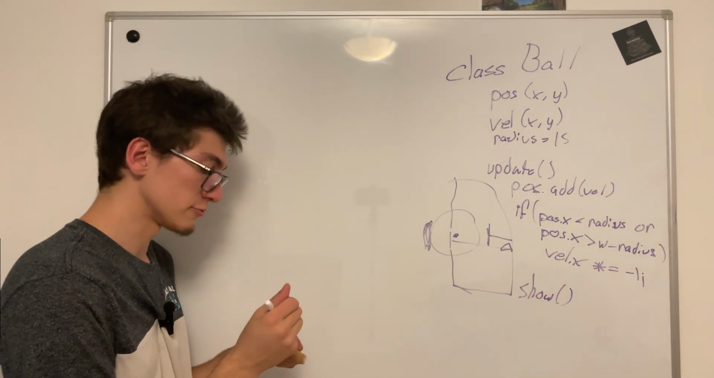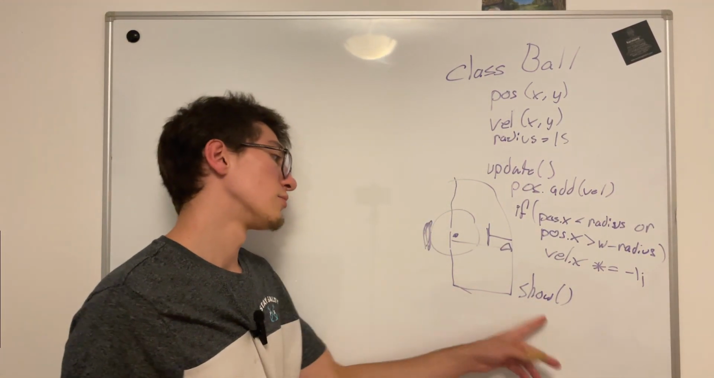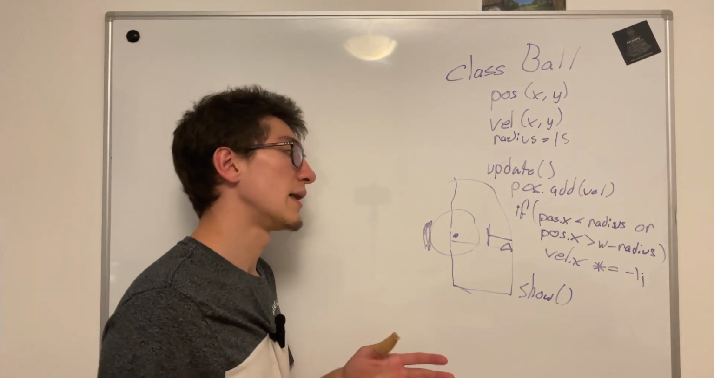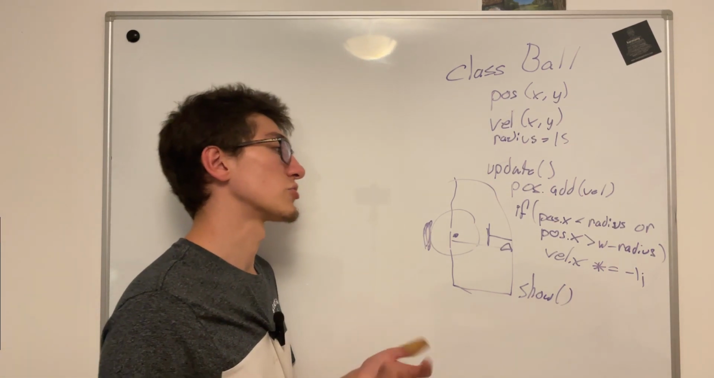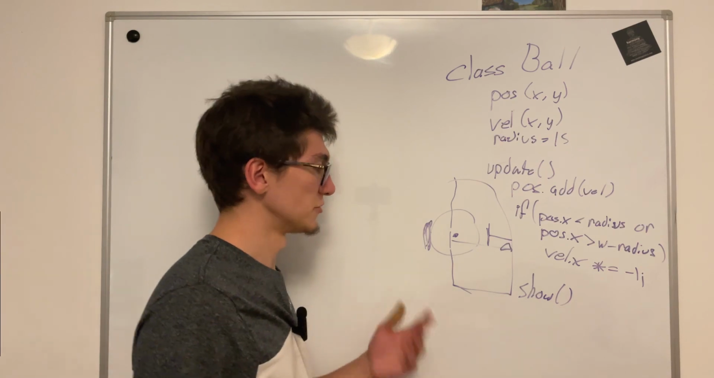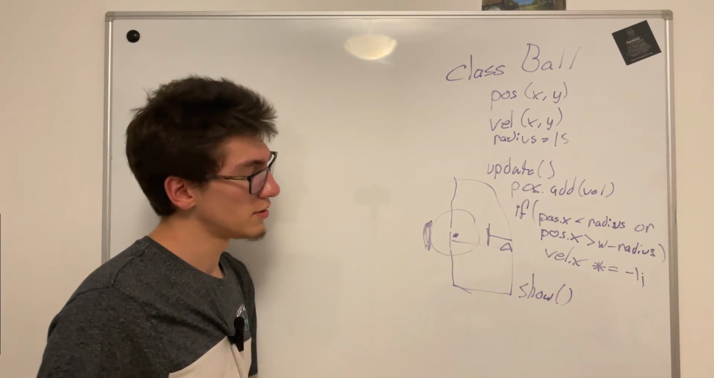Pretty much self-explanatory. We're just going to call the circle function from P5 with the position and the diameter, the width and height of the circle. Just the diameter of the circle, so the radius times 2. So that's pretty much the ball.